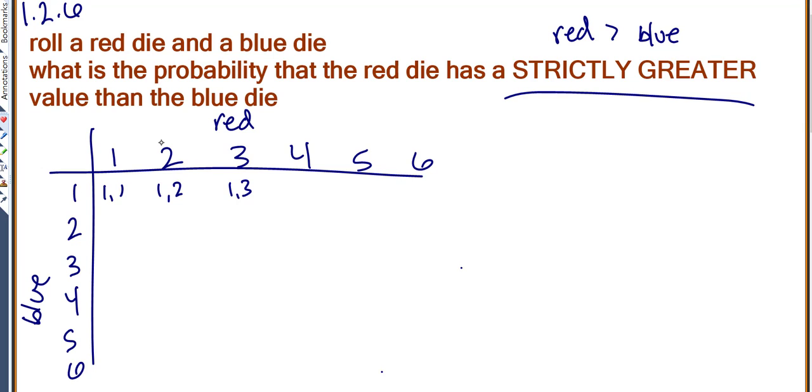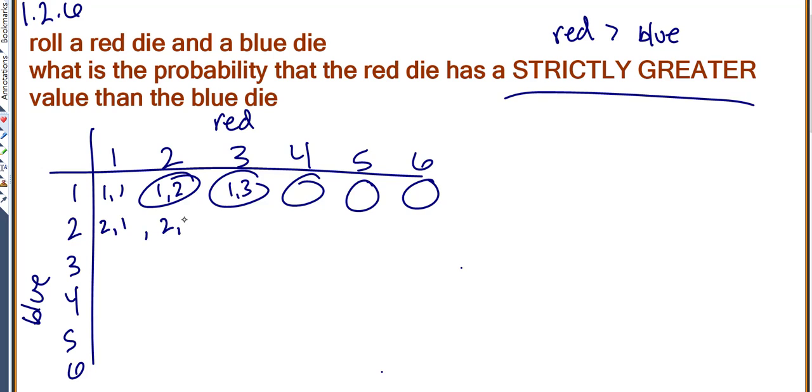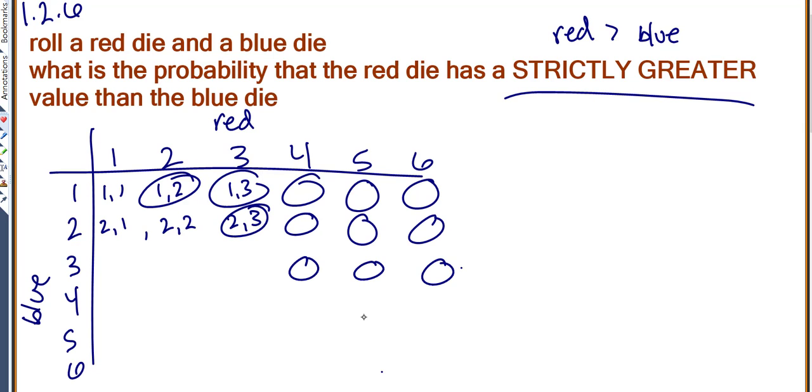So for 1 and 1, that wouldn't work. But if the red is 2 and blue is 1, that would work. If red is 3 and blue is 1, that would work. Red 4, blue 1, that would work. Let's see, we'd have 2, 1, 2, 2, 2, 3, etc. So at this spot with 2, 2, that's not going to work, because then they would be equal. But if red is 3 and blue is 2, then that would work. And you'll see I would have this pattern.